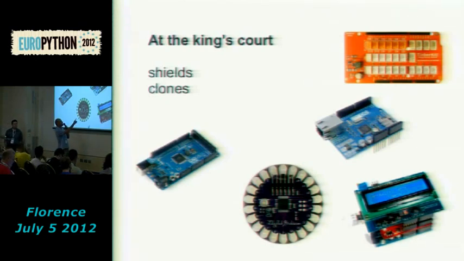On the right side, we have the expansion boards. They are called shields, because they plug onto each other. You can create a stack of shields because they have a standard pin layout, of course. In the middle, you can see the Ethernet shield, which gives Arduino Ethernet capabilities. It also has an SD connector. And there are hundreds of clones of different kinds of Arduinos, and I would say several hundreds of different expansion boards. This is what makes Arduino unique in this field.